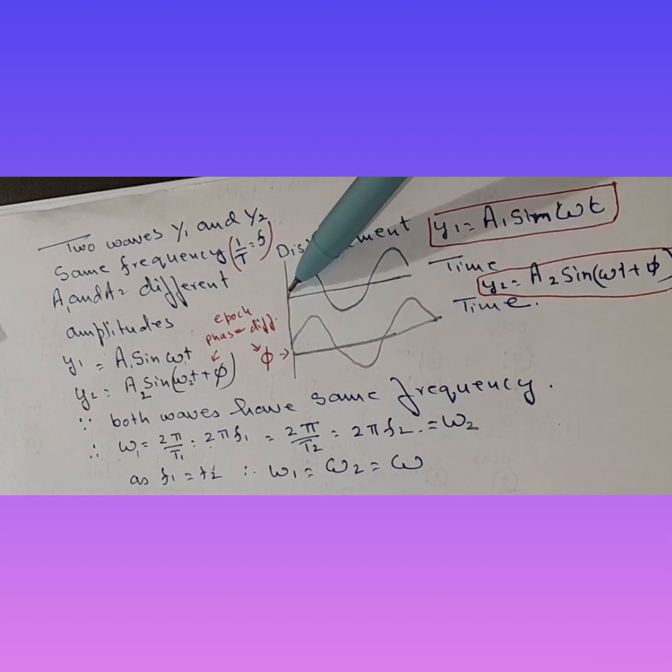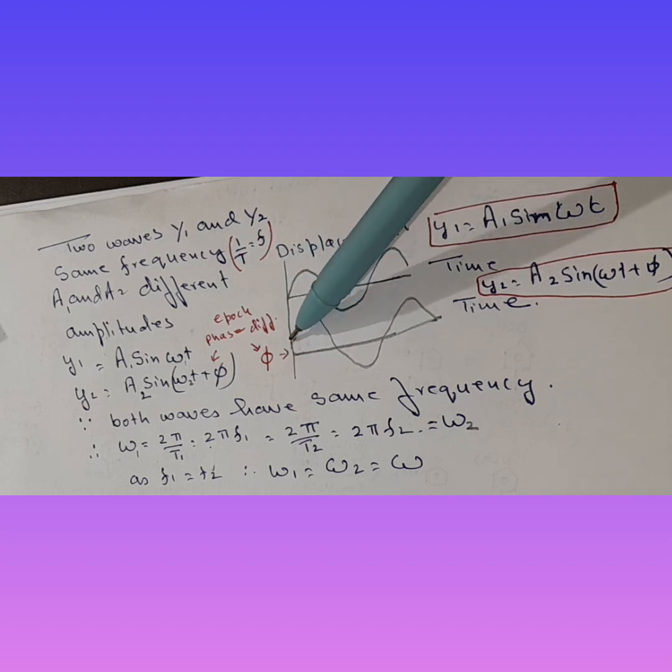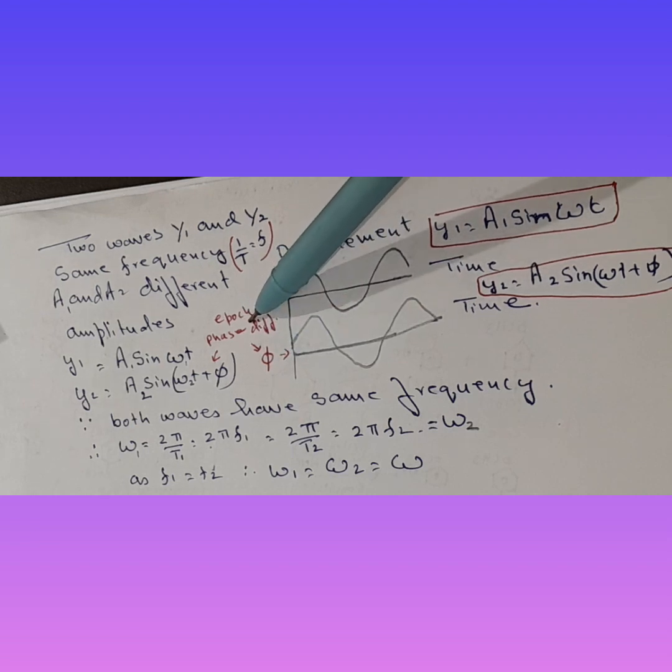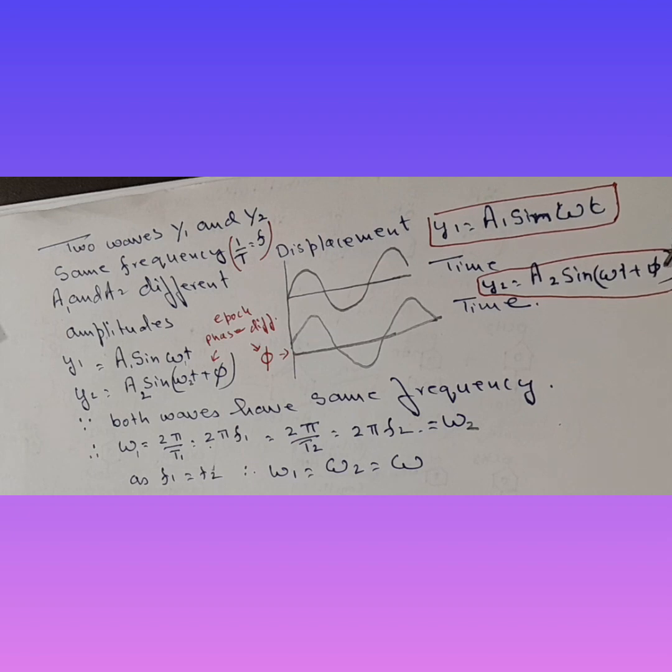So this starts from the origin and this starts from slightly above the origin. Already it has some displacement before it starts, and in terms of phase it is φ, or epoch. So that's the reason why we have φ here.